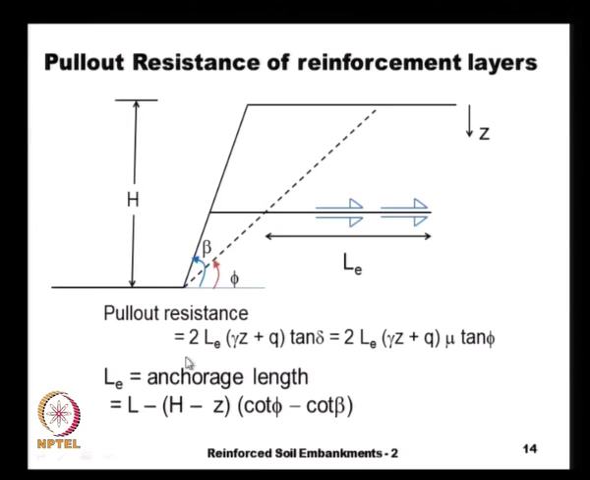So, this Le, if we have it, because our pull out resistance is mobilized on two surfaces, we have a 2 here multiplied by Le, that is the anchorage length, times the vertical stress gamma z plus q, times tan delta, where delta is the interface friction angle, or we can also write it as some mu times tan phi, where mu is called the interaction factor in the pull out mode of failure, and phi is the friction angle.